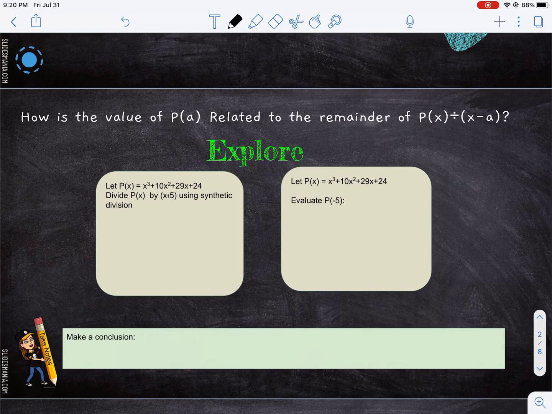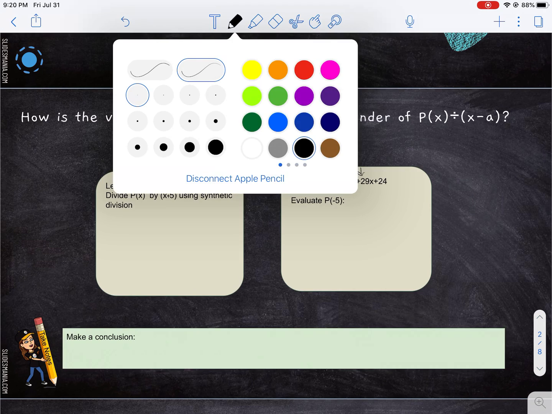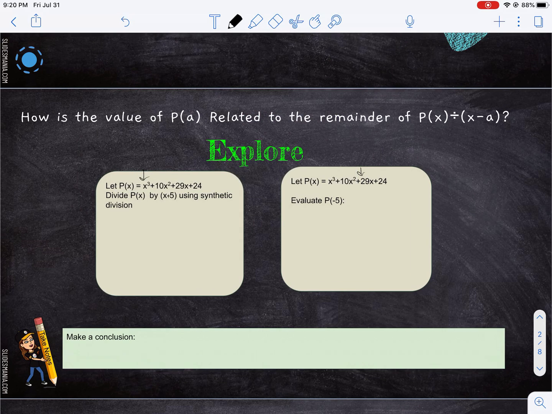So I'm going to have you guys hit pause, and I want you to calculate this guy over here by synthetic division, and then I want you to evaluate P at -5. So if you guys could hit pause and see what you come up with. Okay, so let's take this first one and synthetically divide.